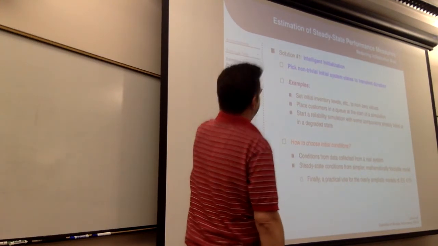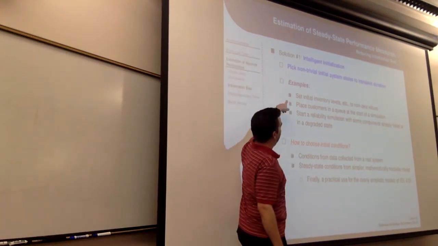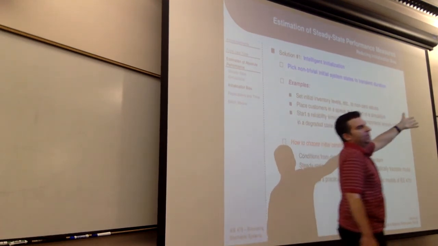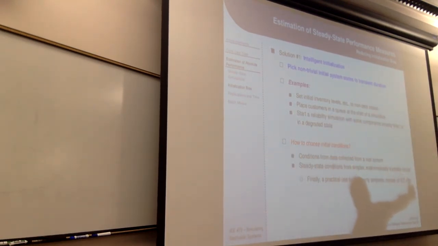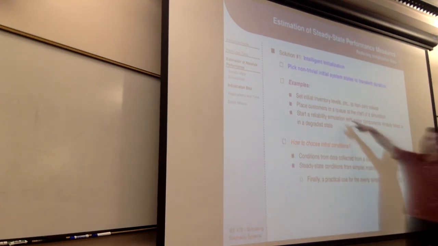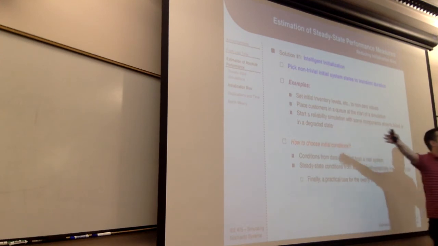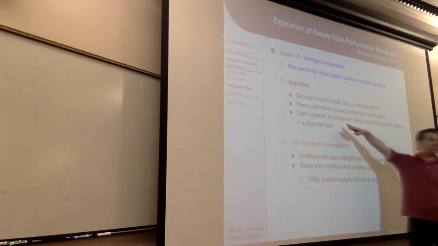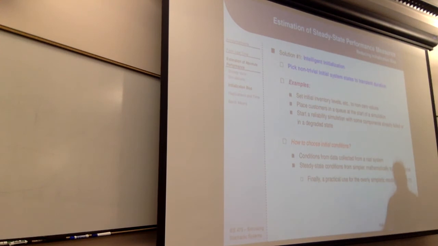The idea here is that, let's say I set my initial inventory levels not to zero, but to some number. Like, I'm going to assume that I initially have 30 units in the inventory. Or let's say I initially just put customers in a queue. I'm at the bank, and I'm going to say, let's just assume that we start with 30 customers in the queue. We're not going to wait for them to arrive at the bank. Or in a reliability simulation, let's just assume some of the machines have already failed. And so that way we're already closer to the normal operating ranges.